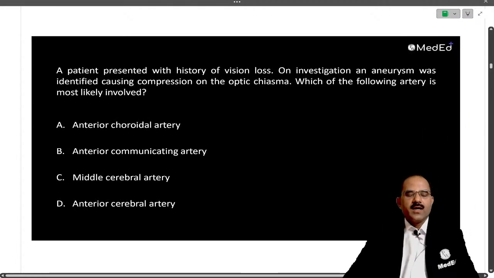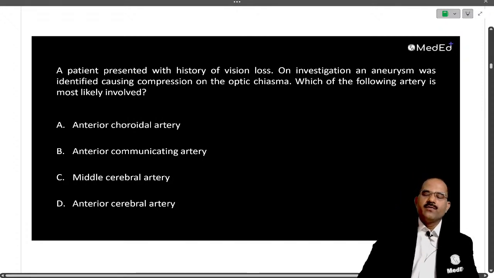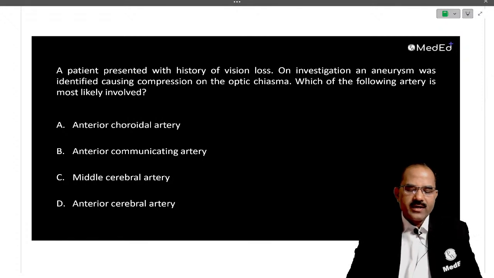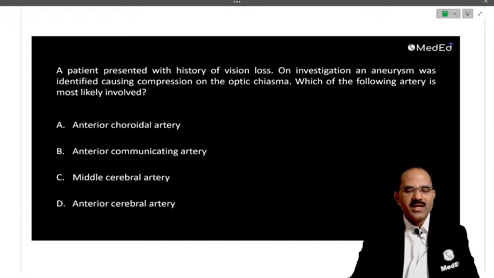Answer this. Patient presented with history of vision loss. On investigation, an aneurysm was identified causing compression on the optic chiasma. Which of the following artery is most likely to be involved?